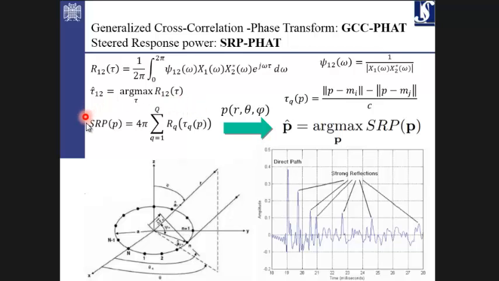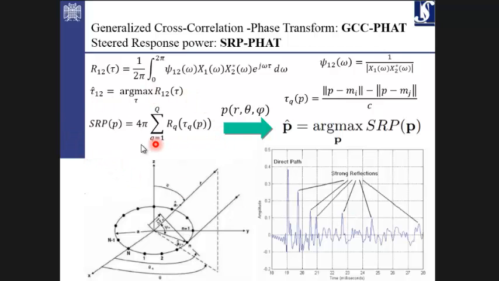So what's the difference between SRP and GCC? SRP starts from the observation that the GCC function, if your environment is highly reverberant, can give a lot of peaks. So it's not just a single peak that you get. You might get a lot of peaks, and then you face the problem of which of these peaks you have to pick as the real peak, which denotes the source location.